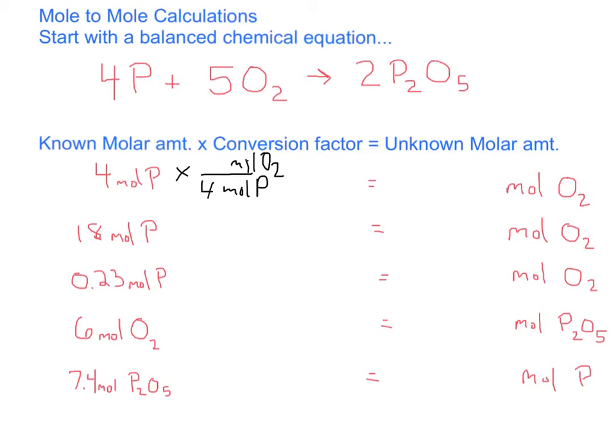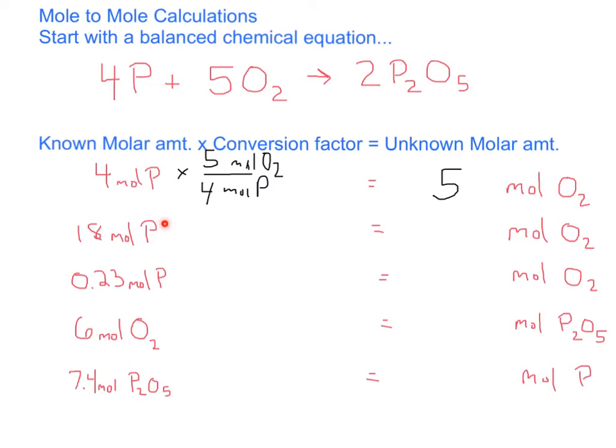So the 4 goes here. And we're going to oxygen. The 5 goes here. So it's 4 times 5. Actually, the 4s are going to divide out, so that's going to work out to 5 moles O2. There you go. So that's pretty easy. We're working with the numbers that are already there. But what if we had a different number of moles of phosphorus? Like the second one, now we have 18 moles of phosphorus, but we want to know how many moles of O2 are needed to react with that.